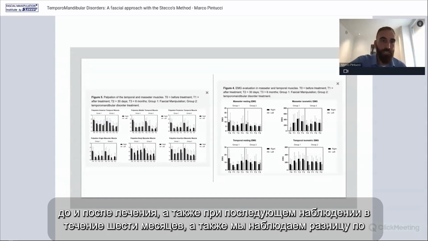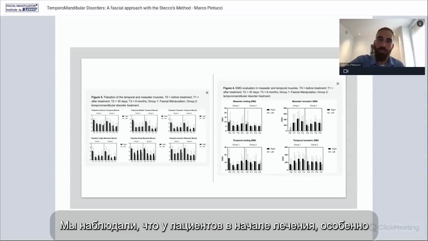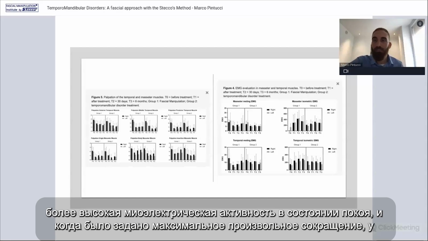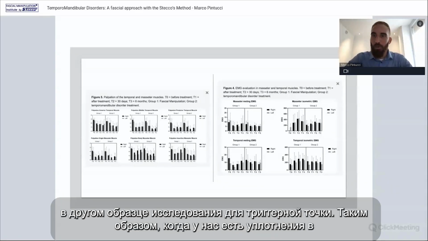And also we observe difference in terms of the pain pressure during palpation. And in terms of the electromyography evaluation, we observe that the patients at the beginning of the treatment, especially the patients that had densification, pain, limitation of range of motion, had a higher myoelectrical activity at rest, and when the maximum voluntary contraction was asked, the patients did not have a good myoelectrical activation of the muscle, which is something similar that is also found in other studies, for example, also for the trigger point.